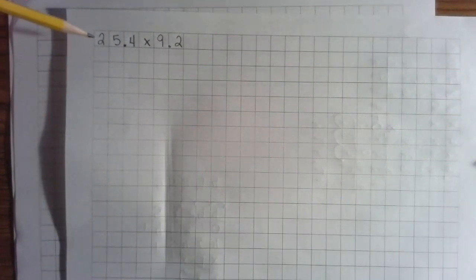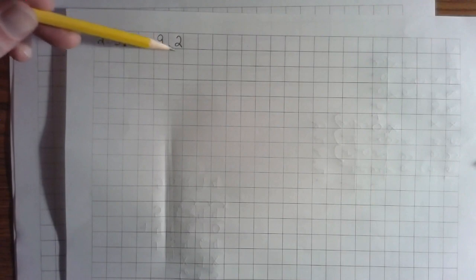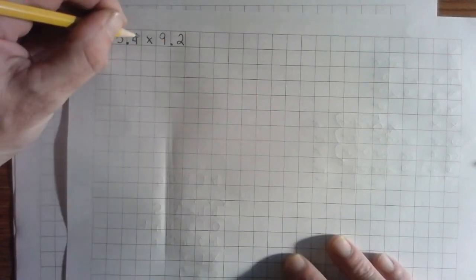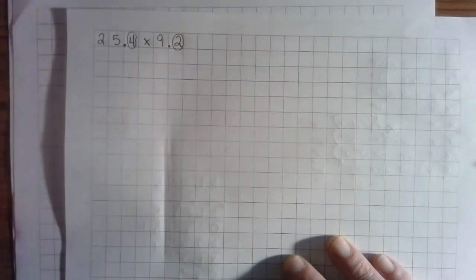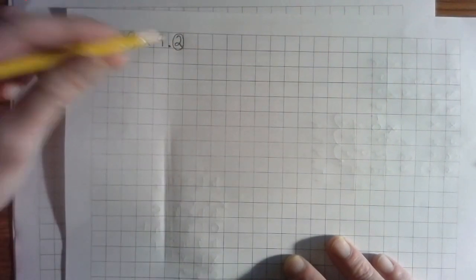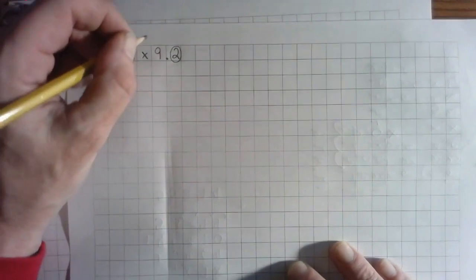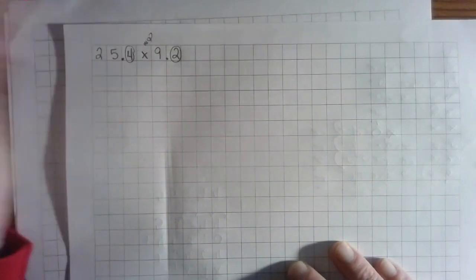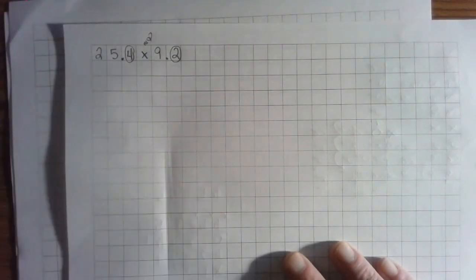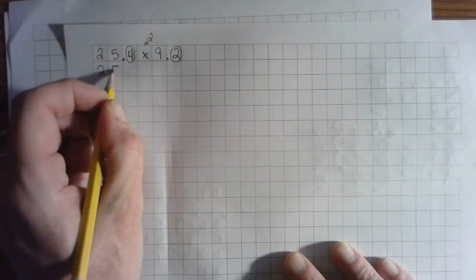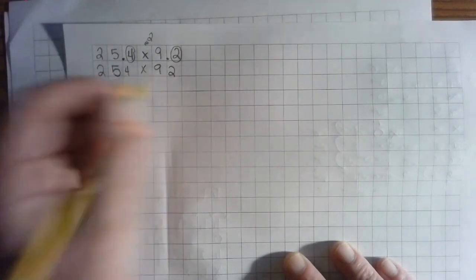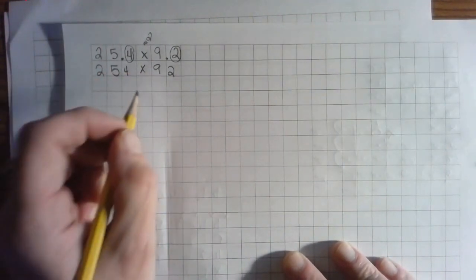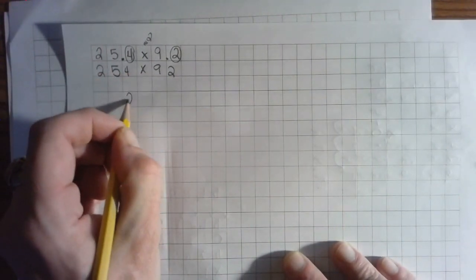Here I am with another problem. This is 25 and 4 tenths times 9 and 2 tenths. Once again, I circle the numbers that are behind the decimal. I see that the 4 and the 2 are behind the decimal. That leaves me with two numbers behind the decimal. I drop the decimal and act as if they are not there. And this time I will use the strategy of lattice.